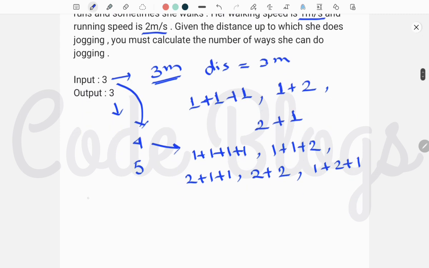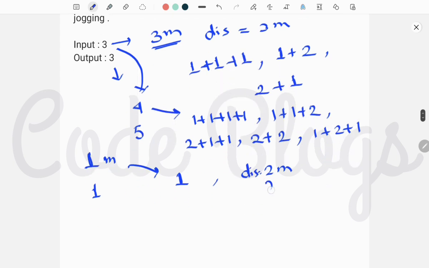But if the input becomes 1 meter, then the output is also 1, one possibility by walking. If the input becomes 2 meters, that means the distance is equal to 2, in that case the output becomes 2. That is 1 plus 1, and another is 2.